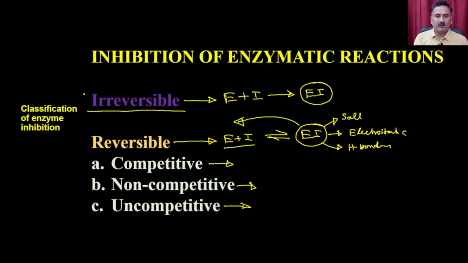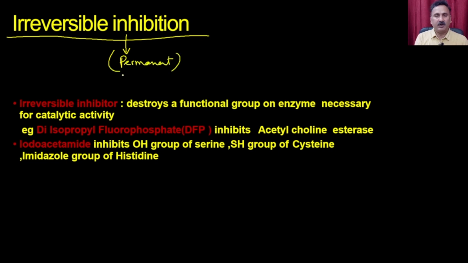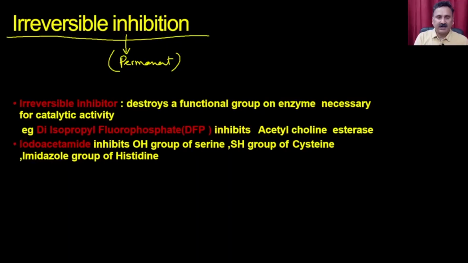First we are going to discuss the irreversible inhibitions, and then the reversible inhibitions. Irreversible inhibition, as the name suggests, is permanent, and it is not affected whether you dilute the enzyme, do gel filtration chromatography, or dialysis. Once you add the inhibitor, it makes a complex with the enzyme, and that is how it destroys the activity.